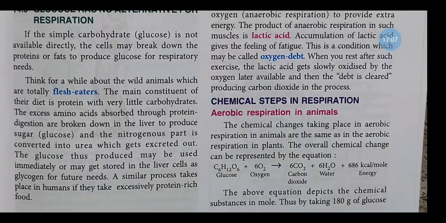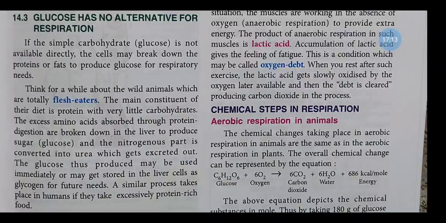You know that whatever glucose molecules you ate in the form of starch, not all of those glucose molecules are utilized at that time. Most of the glucose molecules get converted into glycogen and get stored in your liver and muscle cells, right? A similar process takes place in animals if they take excess proteins.